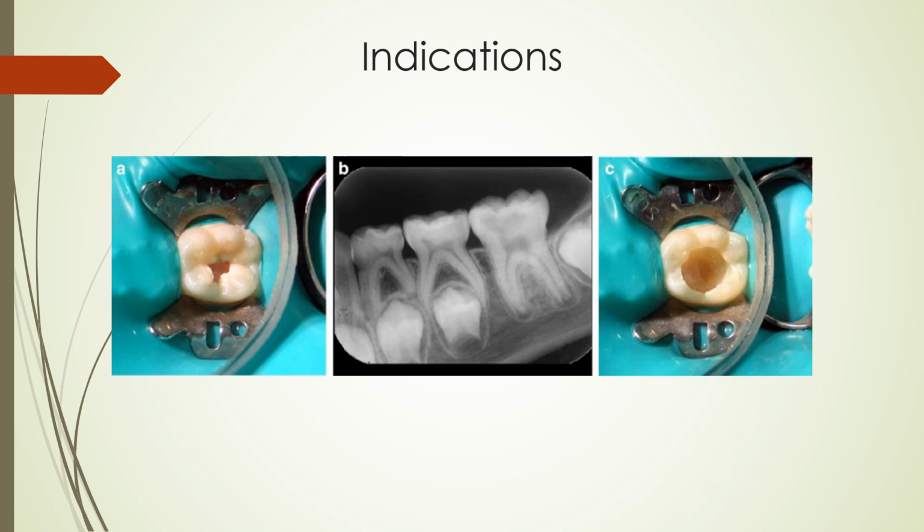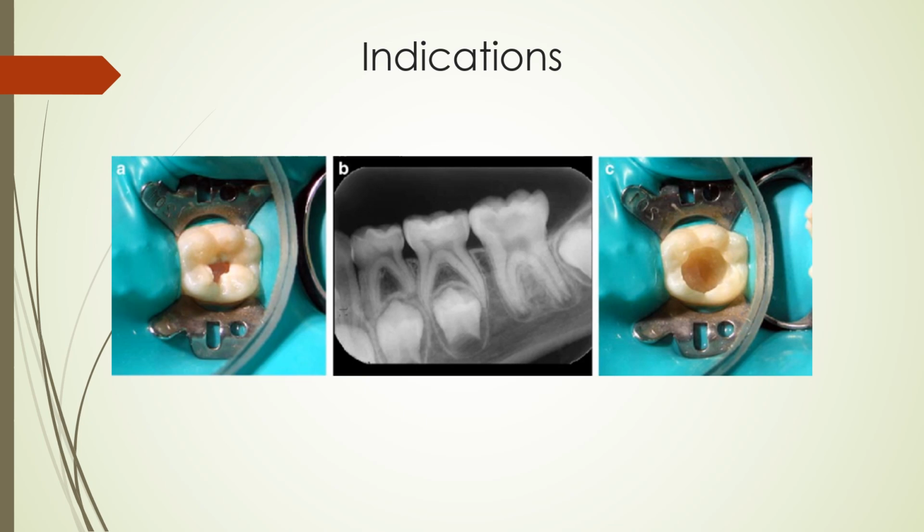Now moving on to the indications. The history represents dull, tolerable pain with mild discomfort from chemical and thermal stimuli. And the patient should give no history of spontaneous pain. On clinical examination, we should find a large caries lesion without any frank pulpal exposure.